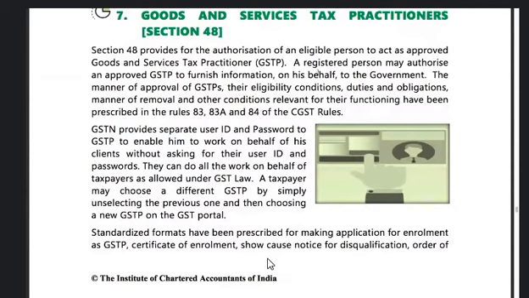So a registered person may authorize and approve a GSTP to furnish information on his behalf to the government. So what a registered person can do, he can file the return by himself, or he can authorize a GST Suvidha Provider, the GSTP, that is the GST practitioner, as an authorized person to file the return on his behalf. The manner of approval of GSTP, their eligibility, conditions, duties and obligations, manner of removal, and their functions have been prescribed in Rule 83, 83A and 84.